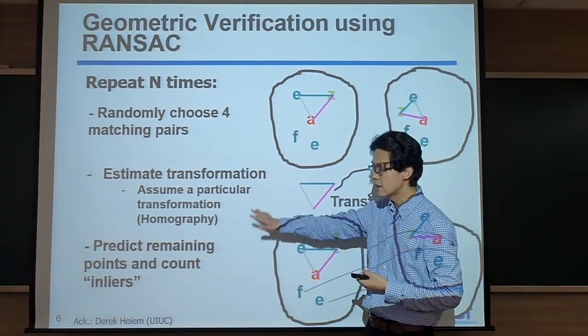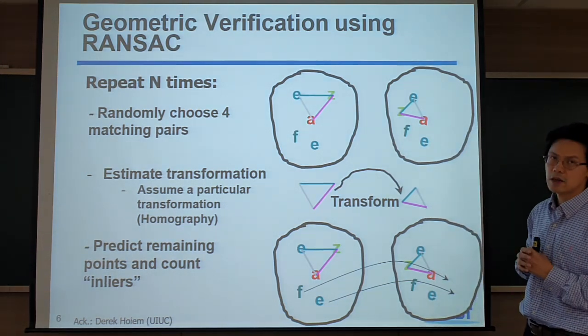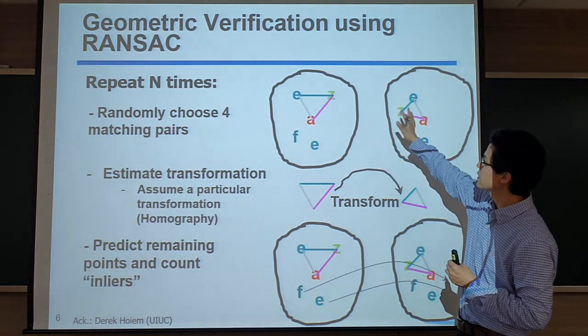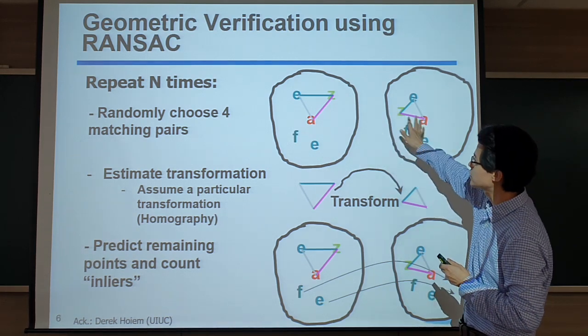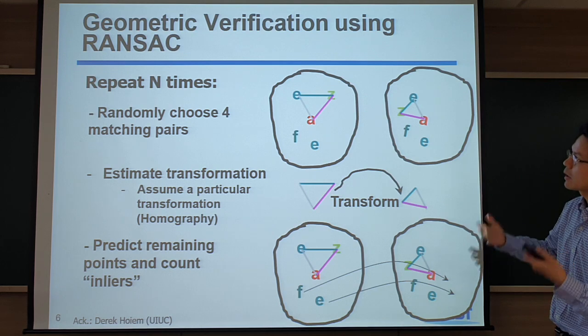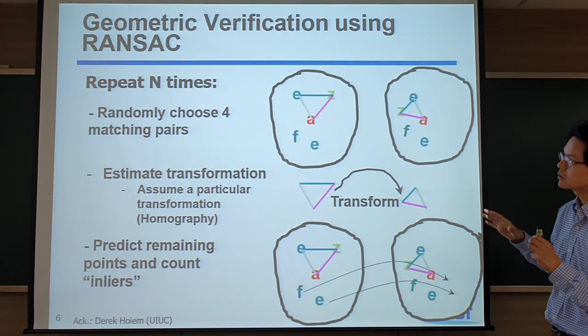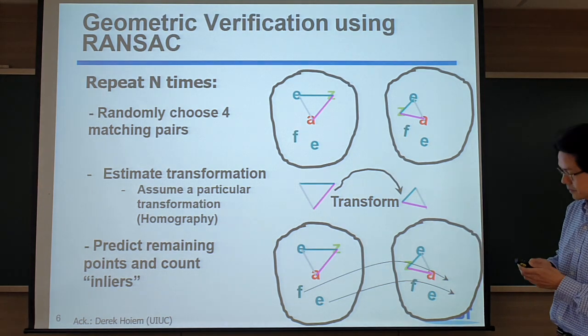under the assumption that the transformation explains very well the geometric relationship between these two images. That's the RANSAC technique. So basically we use a lot of random samples, and based on that we try to get this consensus.